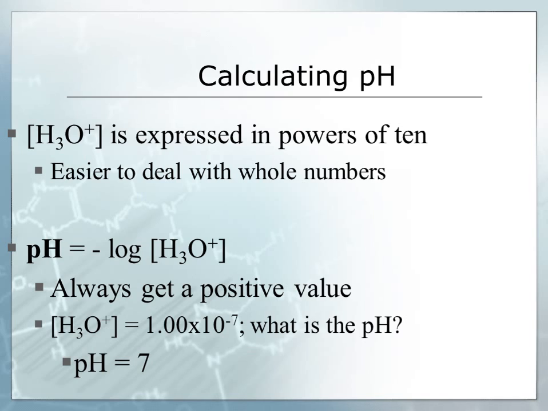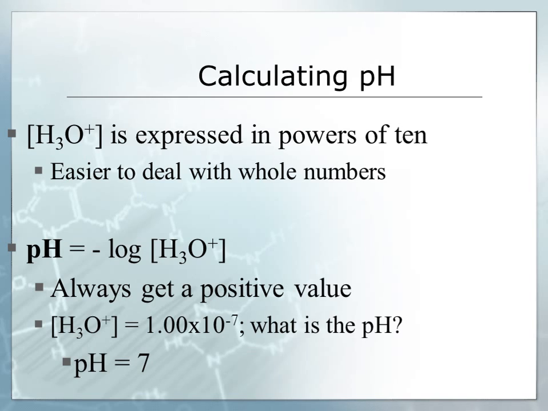What you do is take whatever your concentration is, take the logarithm of that value, and then the negative of that number. You should always get a positive value for your pH. So if you had a hydronium ion concentration of 1 times 10 to the negative 7th, you would put that value into your calculator, take the logarithm, and then the negative of that number comes out to a pH of 7.